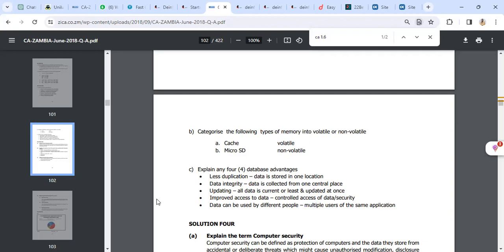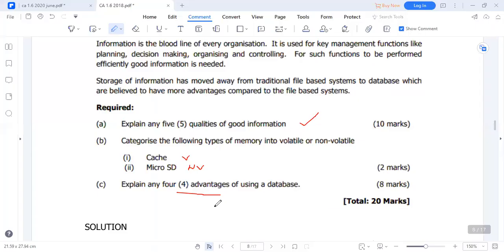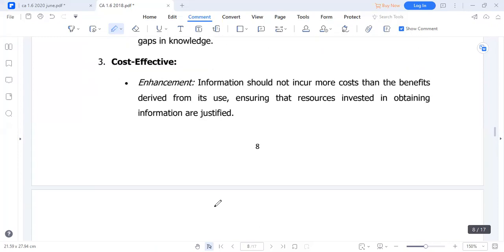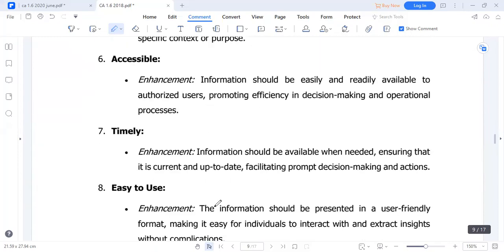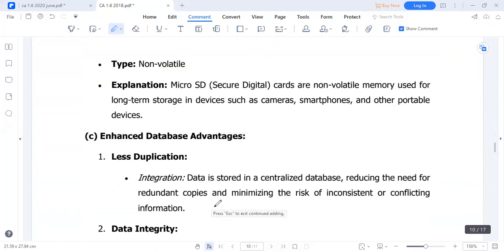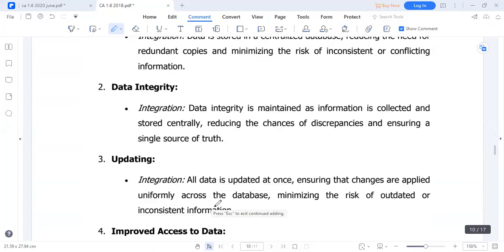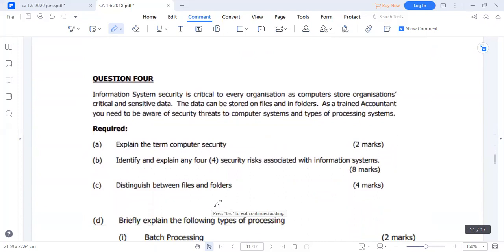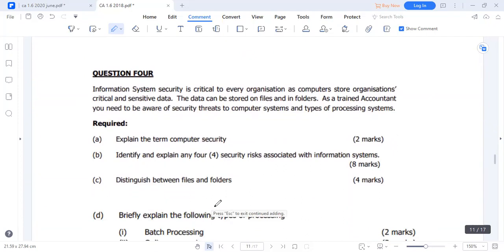All right. Can we move to the next question? I talked about accurate, complete, cost effectiveness. We did all this. I just explained them in a further way. So you can read that in your own time. We go to question number 4. I don't have time.